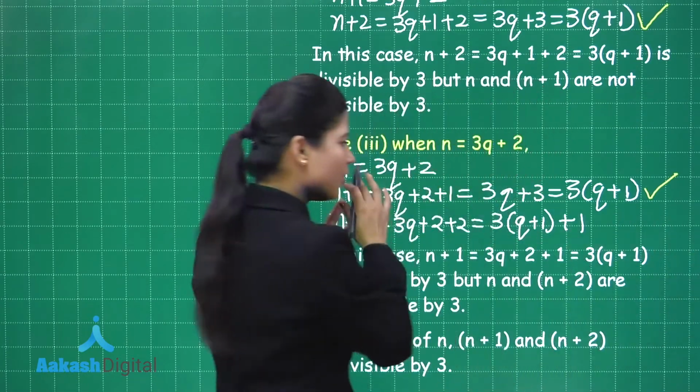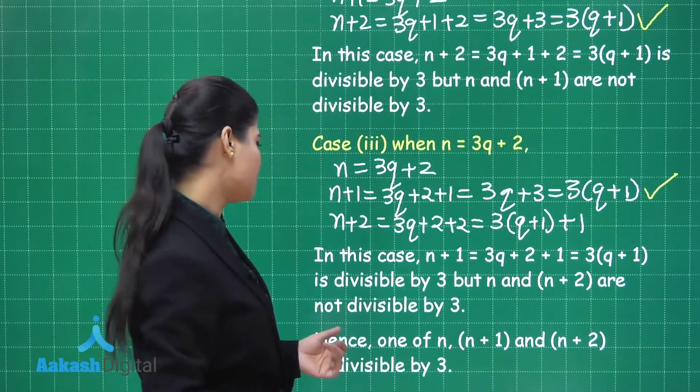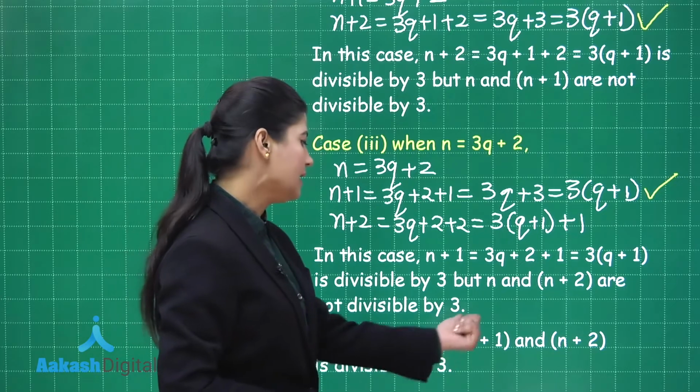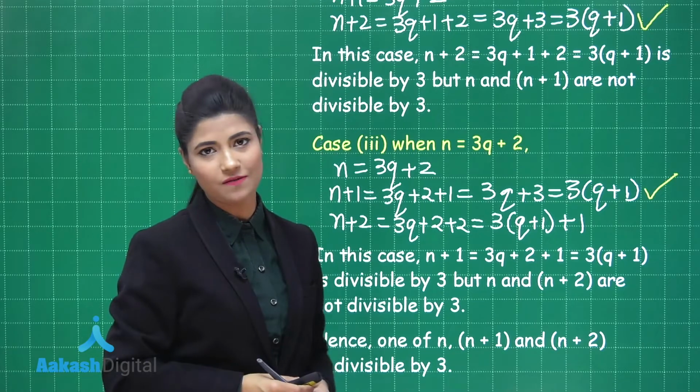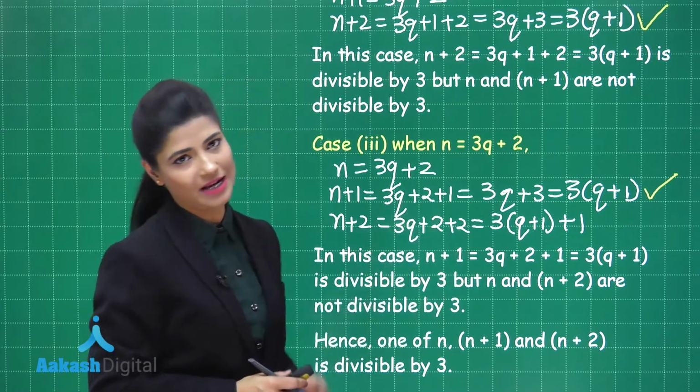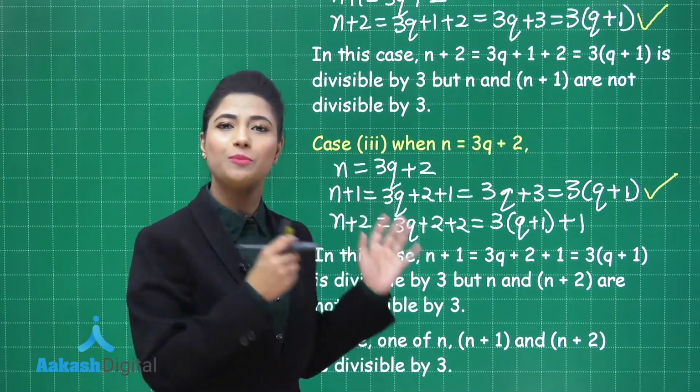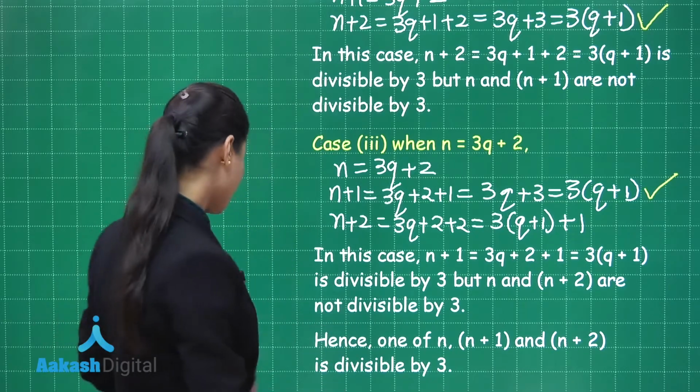So, hence, from all these cases, we draw a clear conclusion that one of n, n plus 1 and n plus 2 is divisible by 3 for any 3 consecutive positive integers. So in this way, we prove here the required condition. I hope this question is clear to you.